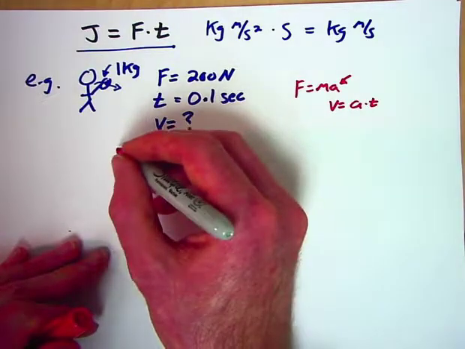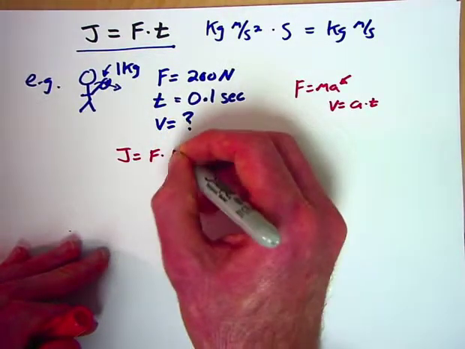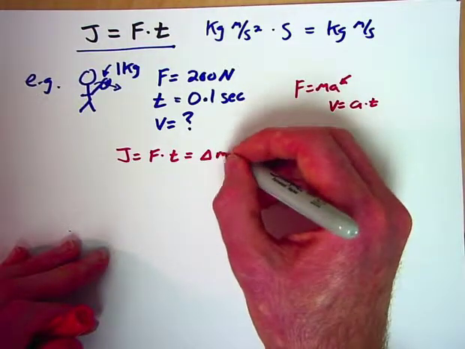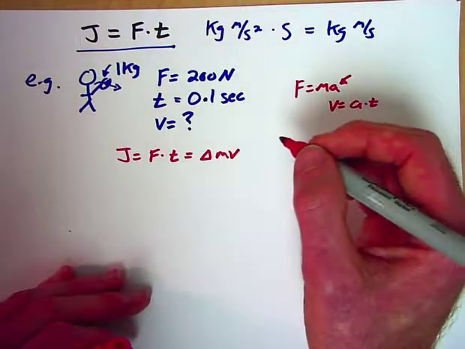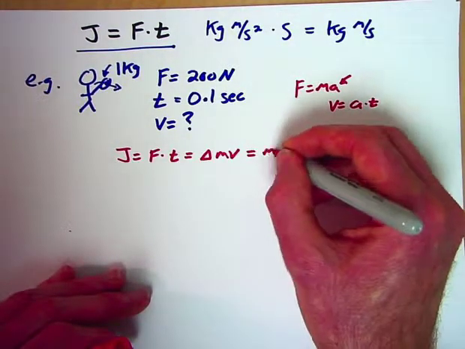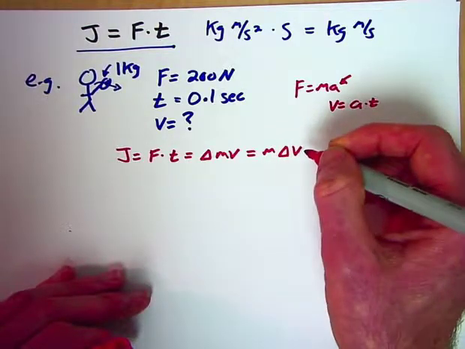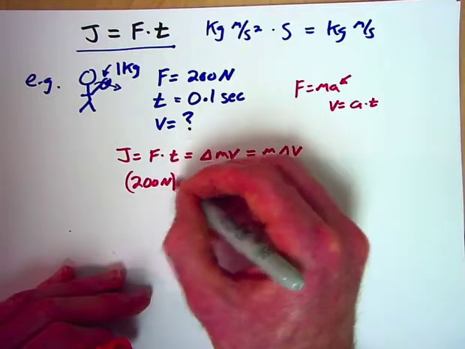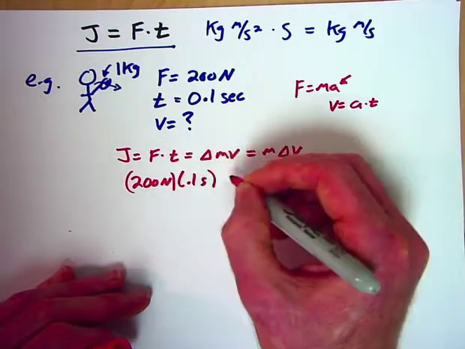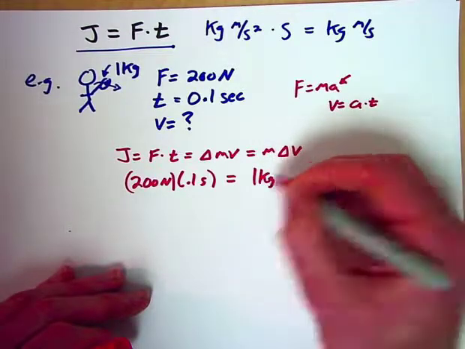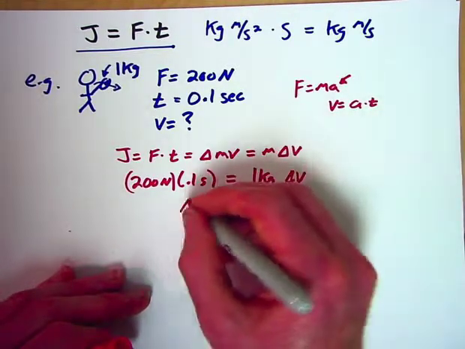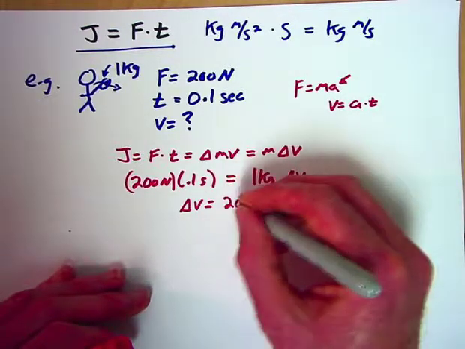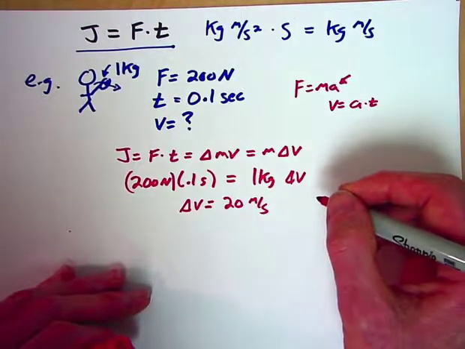So we have the impulse, J, that's force times time. Don't forget that's also a change in momentum, change in mv. Once again, the mass doesn't change, so it's mass times change in velocity. And then we can just start plugging in some numbers here. 200 newtons times 0.1 seconds is the mass, 1 kilogram, times the change in velocity. So we get the change in velocity is 200 times 0.1, 20 meters per second. So that would be how fast the ball is going.